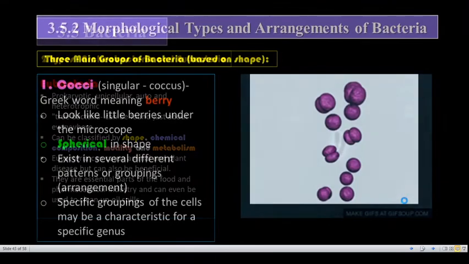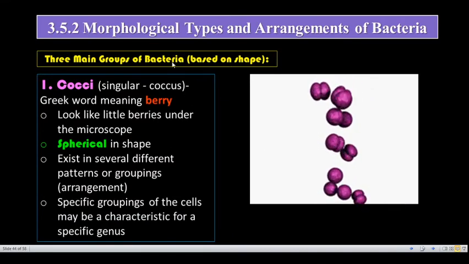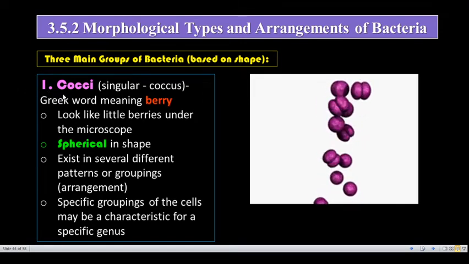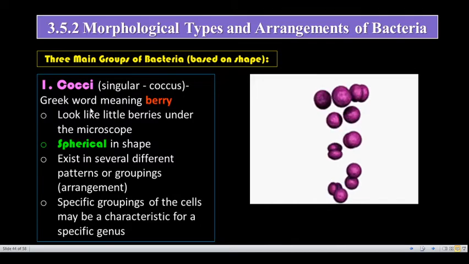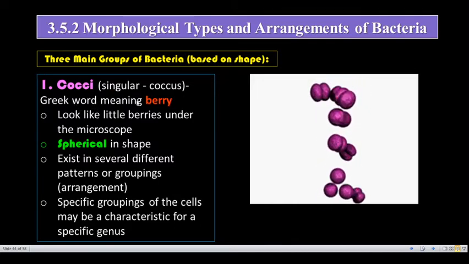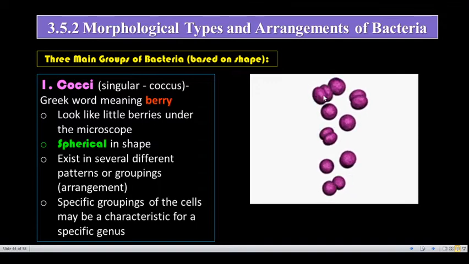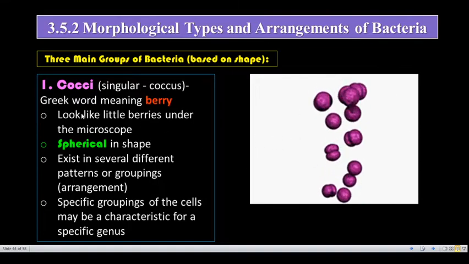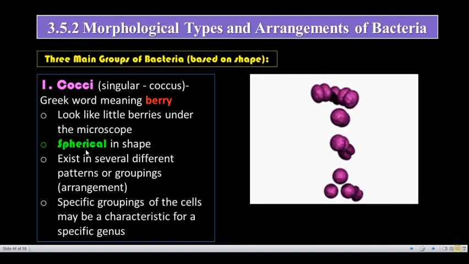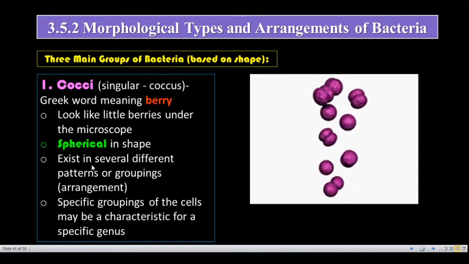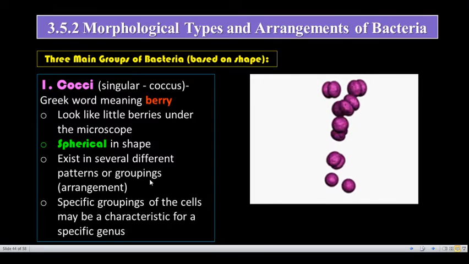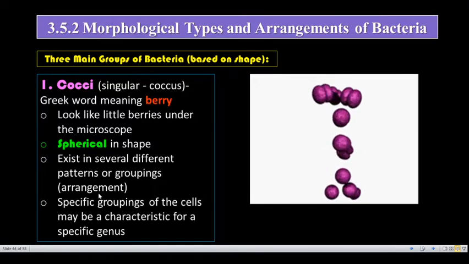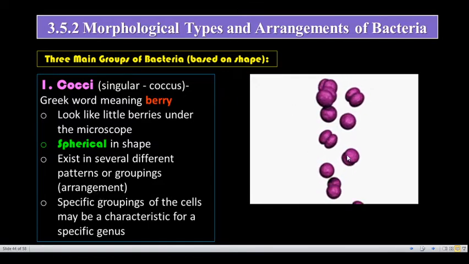Okay, next. So, let's go with the three main groups of your bacteria based on the shape. Number one, you have the cocci, or for singular, you have coccus. So, ang meaning ng cocci in Greek word is berry. Kasi kung tingnan nyo class, diba, para silang maliliit na blueberries. Okay, so, they look like little berries under the microscope. Ang shape nila is spherical, and they exist in several different patterns or groupings or arrangements. So, iba-iba, you have different types of cocci based on the arrangement of every single cell.